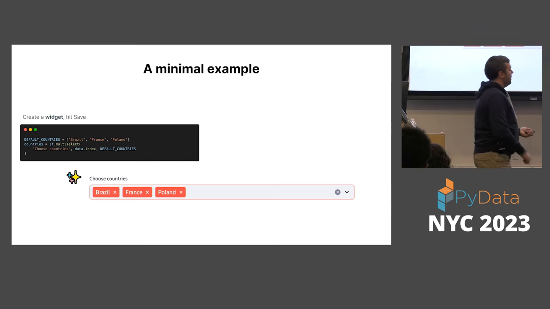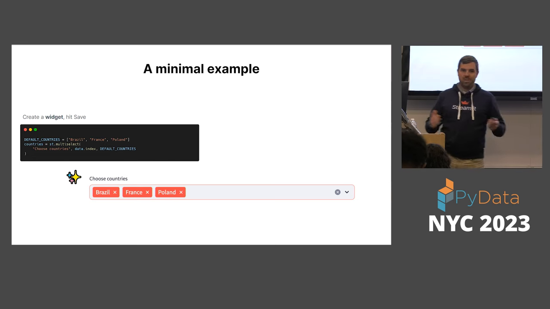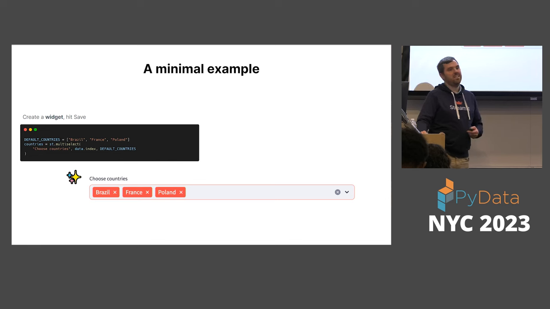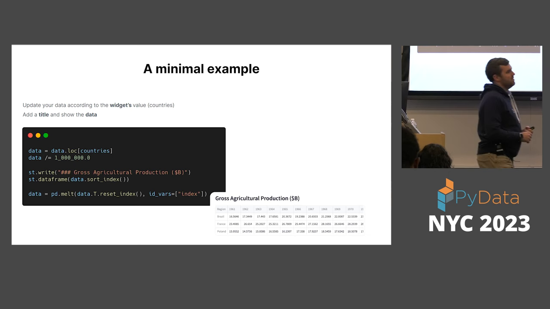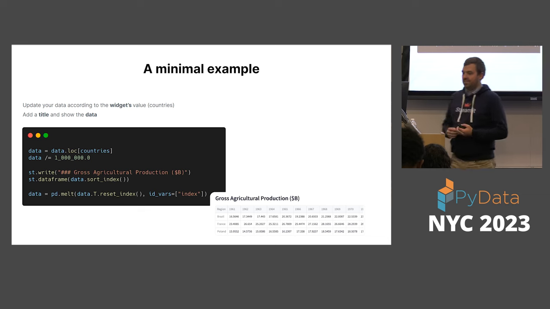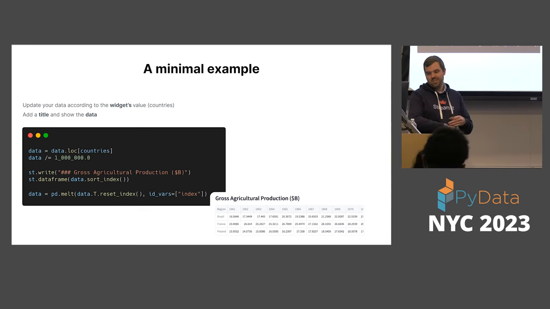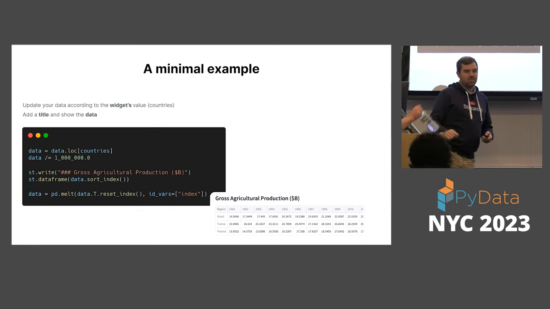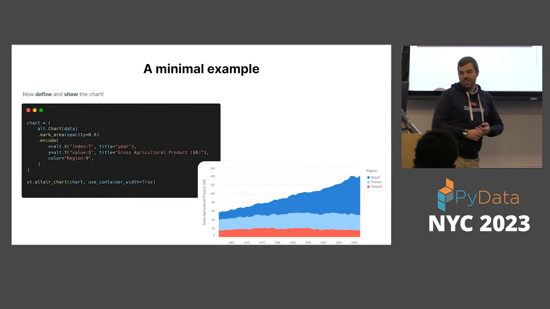So for example, here you want to filter down to particular kinds of countries. This multi-select lets you pick different options, and you can X them out or select them, and then you can use those. And so this is just some pandas manipulation. You take it and you filter down to just those ones. And then you do st.write to put some text, and then you do st.dataframe to put the data frame, and then you do some transformations, and then you end up with a chart like this.